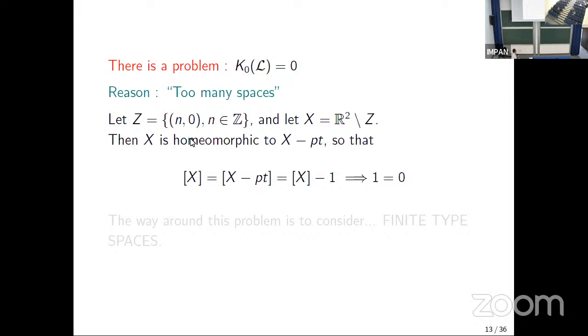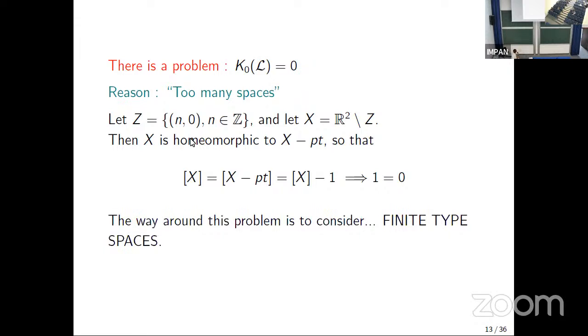Okay, so there are too many spaces. There are spaces that are homeomorphic to themselves minus 1. So in a ring where 1 equals 0, there's only one. So we have to do something else. And doing that something else is really, I think, the beauty of this.